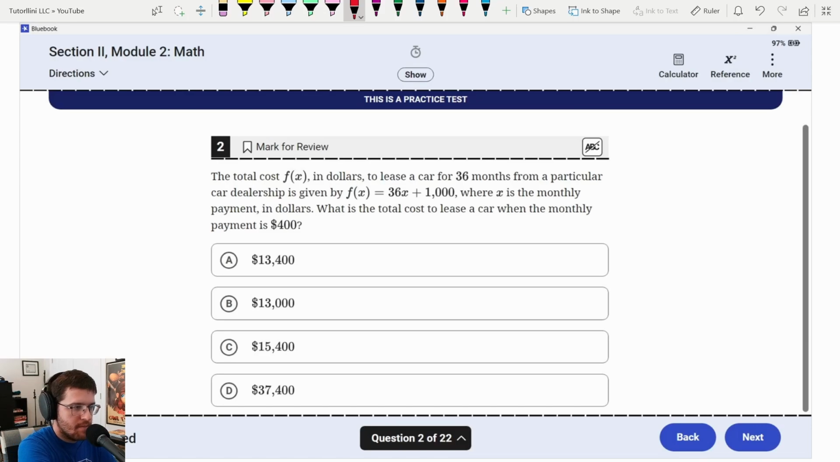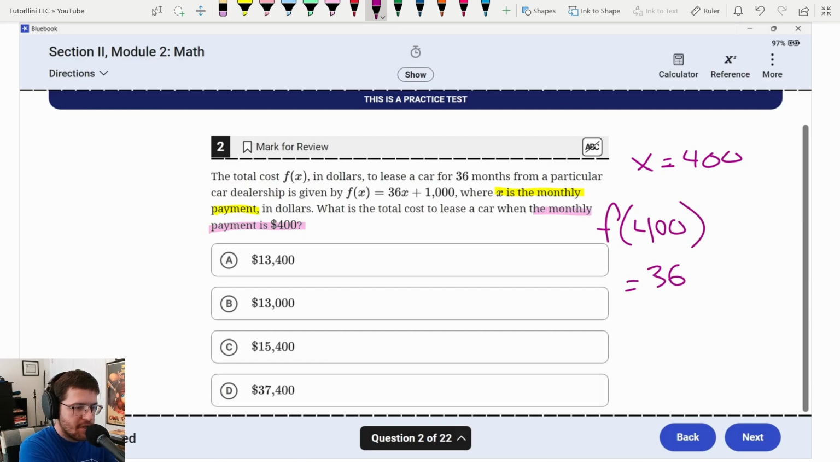Okay, question 2. It says that x is the monthly payment, and it also says that the monthly payment is $400. It's basically just telling us that x equals 400. Or in other words, we want to find f of 400. We replace all the x's with 400. So f of 400 equals 36 times 400 plus 1,000.